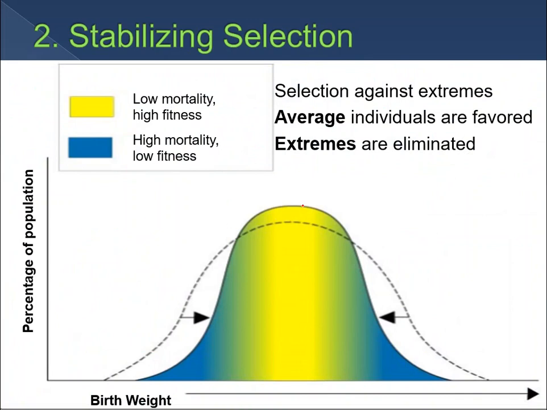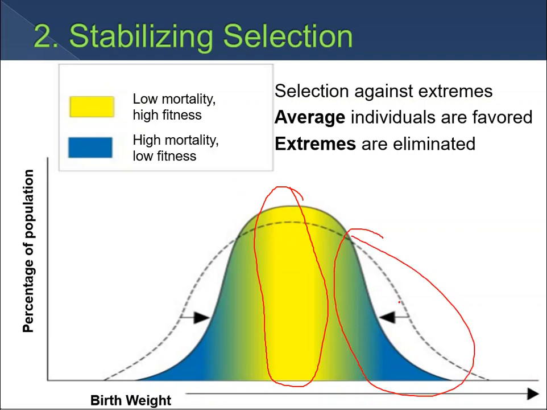Stabilizing selection is when the average is favored. So think about mice in this example. If you have an average sized mouse, you have high fitness. If you're too big, if you have too much weight, then you perhaps can't navigate into smaller areas to hide. You're perhaps a little slower, and it's easier for snakes and birds to eat you.